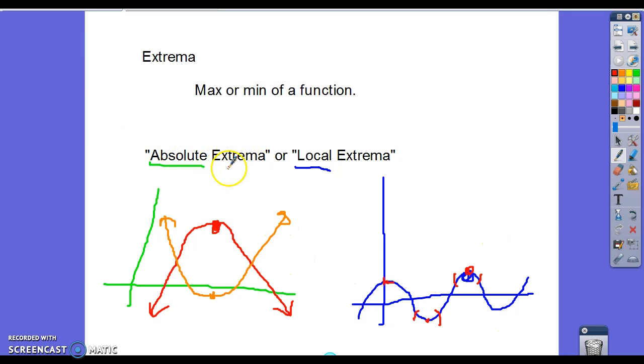The extrema are going to be the max or the min. Okay, so we can say that a function has a local maximum, it has an absolute minimum, it has an absolute max. But if I ask you, okay, what are the extrema? Can you point out the extrema to me?